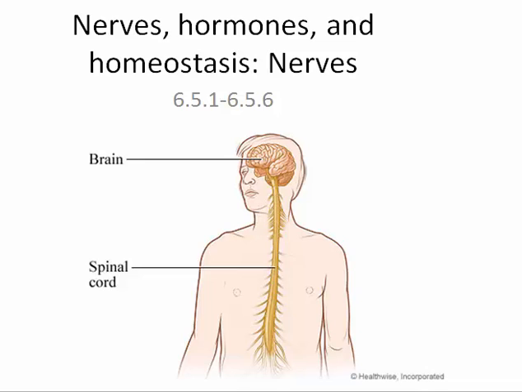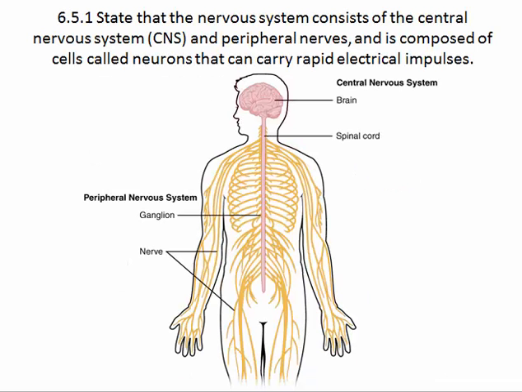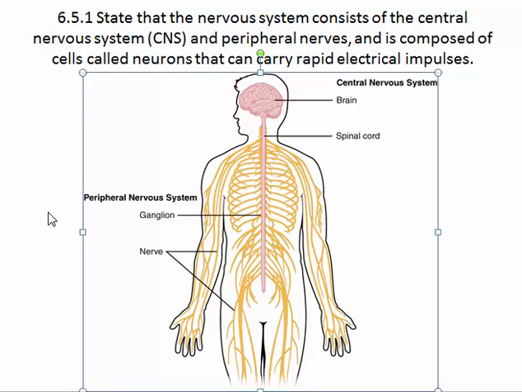The central nervous system was shown on the title slide here, and it consists of the brain and the spinal cord. That's the CNS, the central nervous system. The peripheral nerves are the rest of the nervous system that is connected to the brain and the spinal cord, and that's shown in this image in yellow.